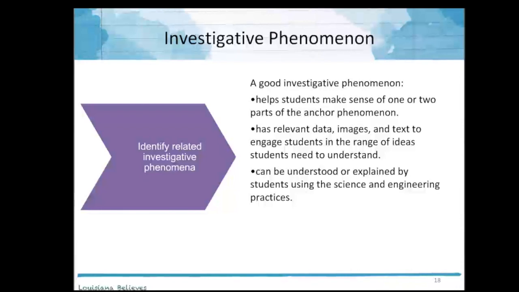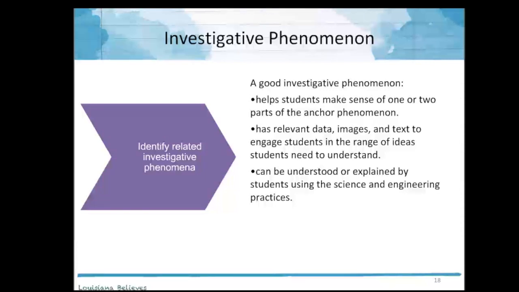After students try to make sense of or begin to pose questions surrounding how and why the anchor phenomenon occurs, the next step is where the teacher comes in and begins to identify related investigative phenomena. A good investigative phenomenon is one that helps students to make sense of one or two parts of the anchor phenomenon. It is very specific in that students will be able to understand one key portion of how or what's causing the anchor phenomenon to take place.